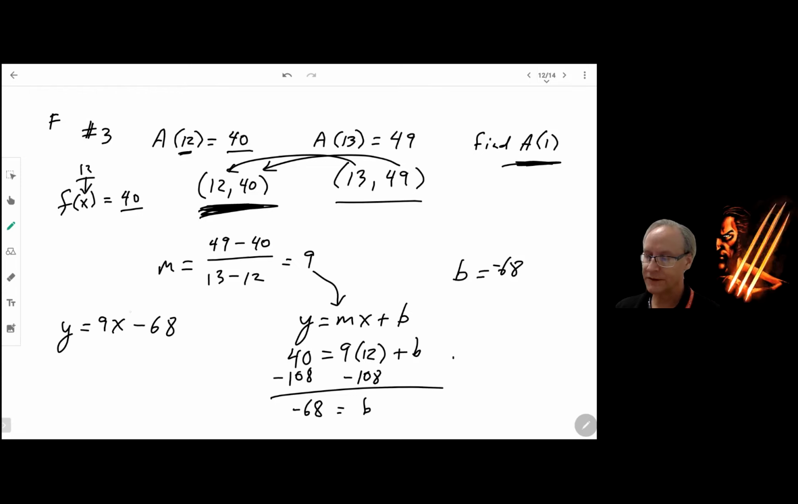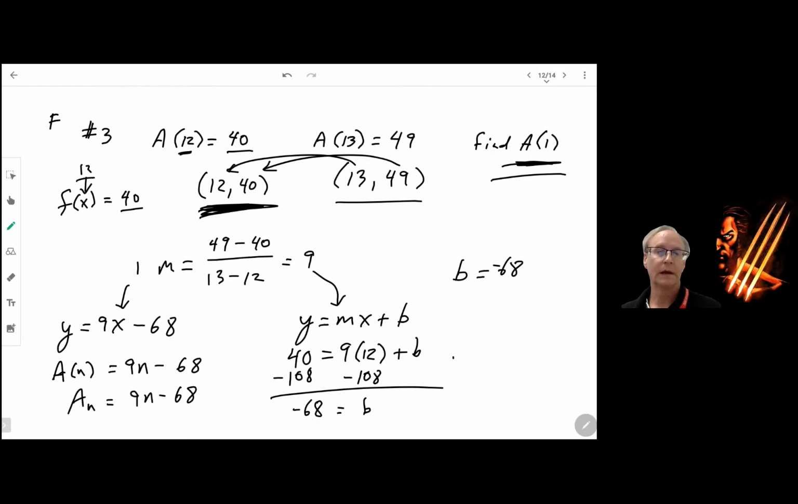If I want 1, I just put the 1 in there. So if I put the 1 in, I get 9 minus 68, and that's how I can find that point. Now I can write this as a of n is equal to 9n minus 68. I can also write it as an equals 9n minus 68. And it's the same thing. There is no difference. If you want a sequence, just remember your n's are 1, 2, 3, 4, 5, 6, and so on, and you're just putting the numbers in order.